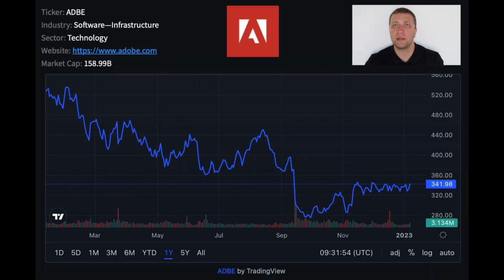Okay, Adobe is a stock that is owned by Terry Smith. Around 3% of his portfolio is in Adobe. So we will look at some of the ratios that Terry Smith uses in his analysis. But first, let's look at some of the numbers of Adobe. Their current market cap is around 160 billion. For the last year, the price is down from close to 520 to close to 342 at the moment of running the video.